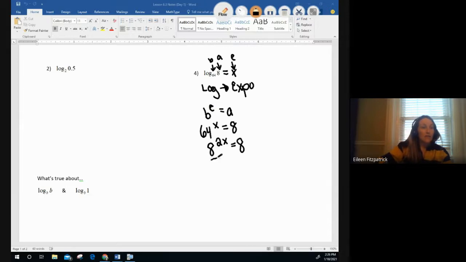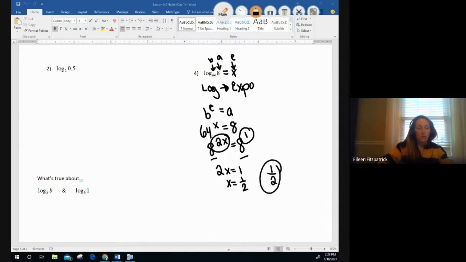Now that I have the same base, I set the exponents equal to each other. The exponent on 8 is a 1, right? So now I can say that 2x is equal to 1. I'm going to divide both sides by 2 to solve for x. I get x is equal to 1/2. Remember, the x was something that we introduced into the problem just so we could change forms. So my answer is simply 1/2.